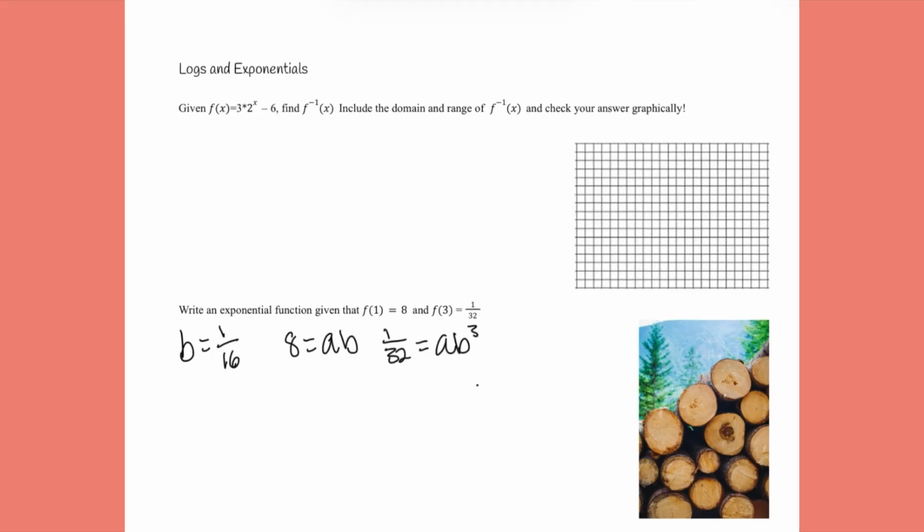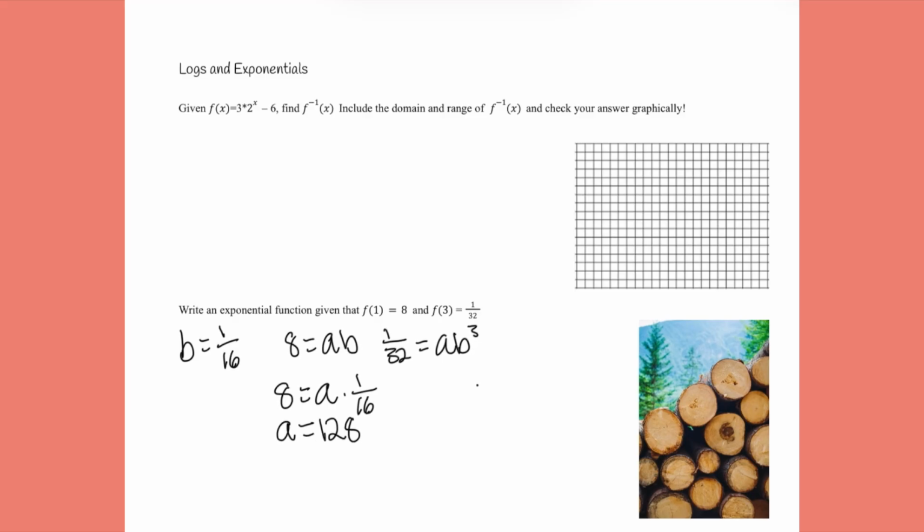Now, having b, I'm going to plug b back into an equation in order to find a. The easier equation to use is 8 equals ab, because b is not to any exponent. So I have 8 is equal to a times 1/16. I'm going to multiply both sides by 16 in order to get rid of the 1/16. So then I get a is equal to 128.